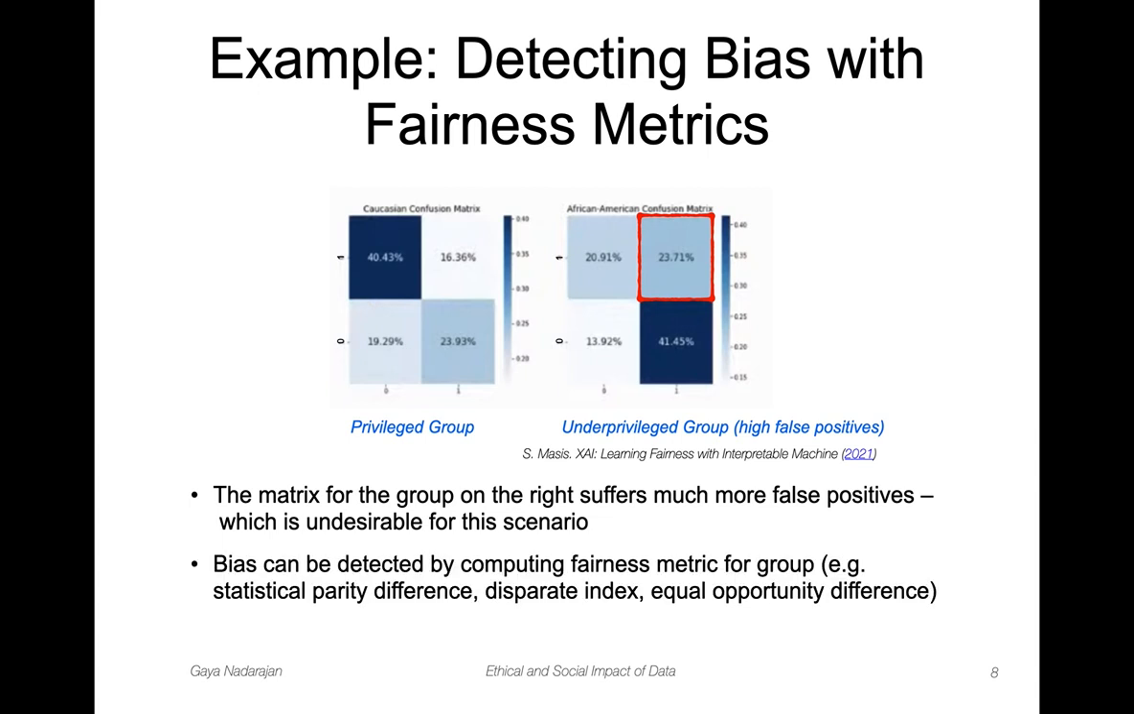This is a very basic one, but there are also a bunch of other fairness metrics, like statistical parity difference, disparate impact, equal opportunity difference, and so on, that are more sophisticated and more common as well, which are going to highlight these biases in more detail.